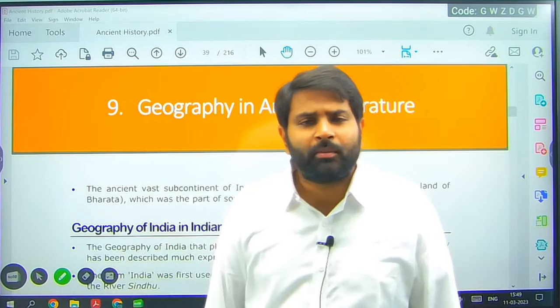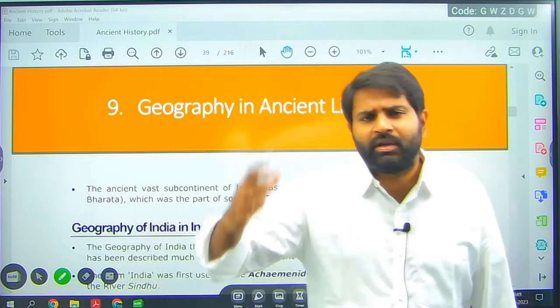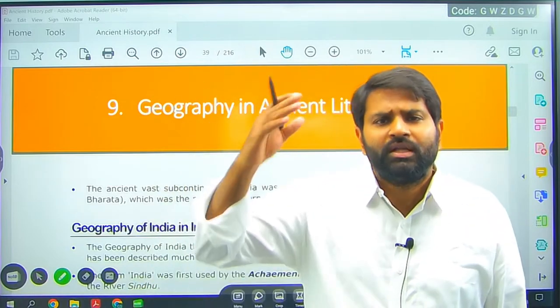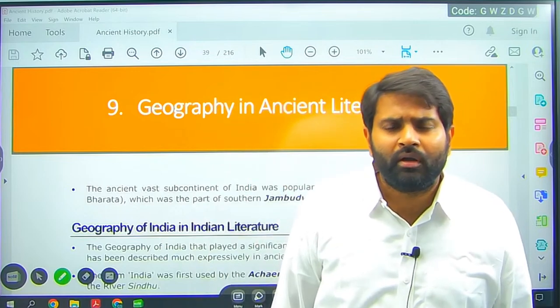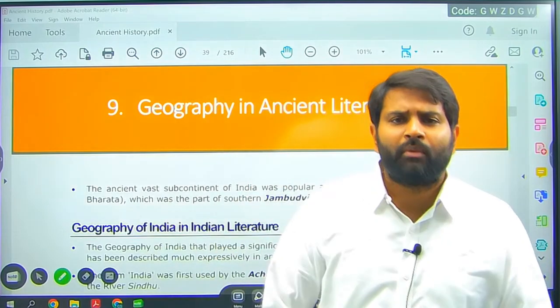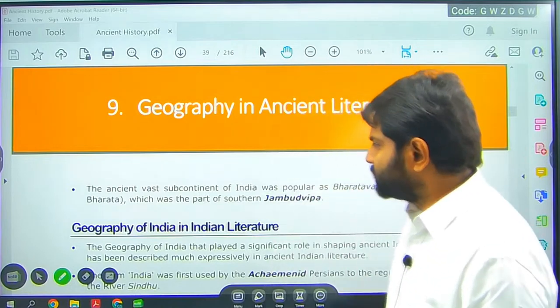So that's what you need to learn about the geography. In this particular background, in this climatic zone, these are the boundaries we are talking about. The history which happened within these boundaries is what we are considering.